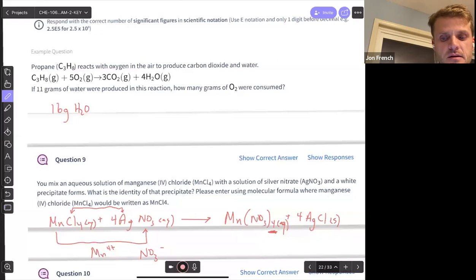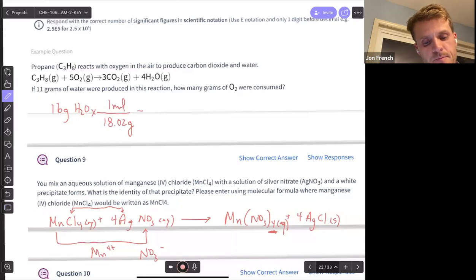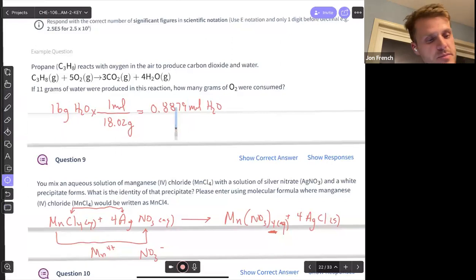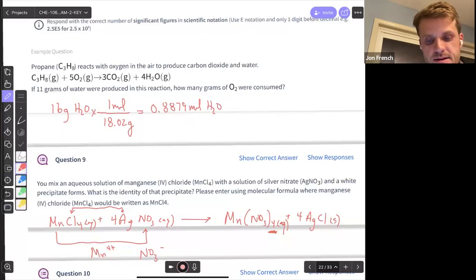We can't do anything with that other than to find moles. Water is 18.02 grams per 1 mole, so I'm going to have a little bit less than 1 mole of water. 16 divided by 18 gives 0.8879 moles of water. If your number is different, you can just plug in your number and do the same steps.